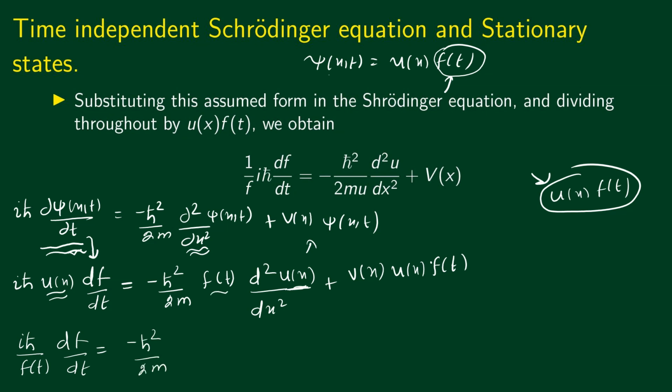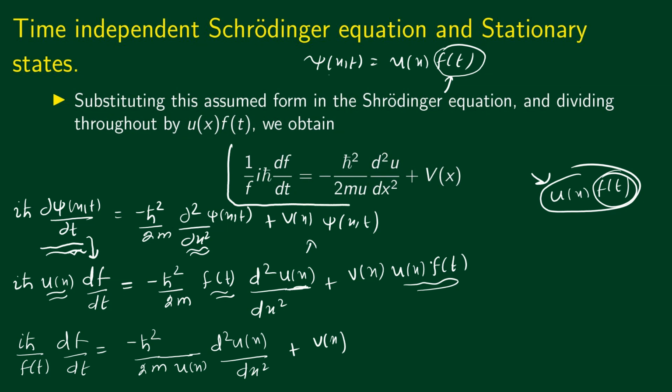All right. Here the f of t gets cancelled with this f of t and we have got a u of x in the denominator. Okay, I'll write this as 2m u of x and then d squared u of x by dx squared plus V of x, because this u of x multiplied by f of t simply gets cancelled. All right, so that's the form of the equation that I have here. 1 by f, i h bar df by dt is equal to minus h bar squared divided by 2m u, d squared u by dx squared, plus V of x. All right, notice that instead of the partial derivative, I have simply written the normal derivative.